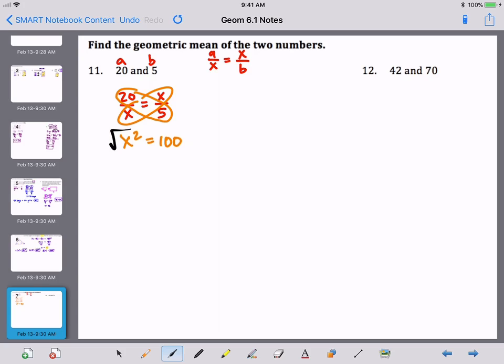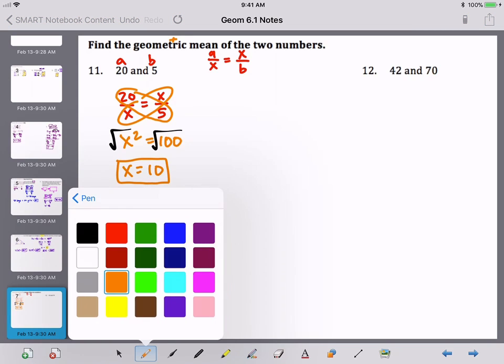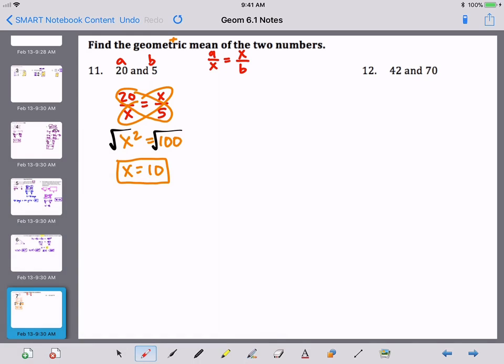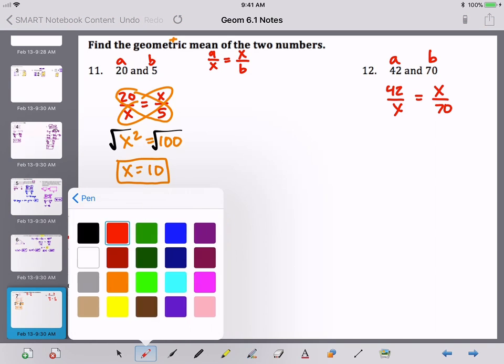And now to get x by itself, we just have to take the square root. So we get x equals 10. And for the geometric mean, it's always positive, so don't worry about a negative 10. Okay, same idea here, number 12. Fill in for a and b. So we have 42 over x equals x over 70. And again, cross multiply.